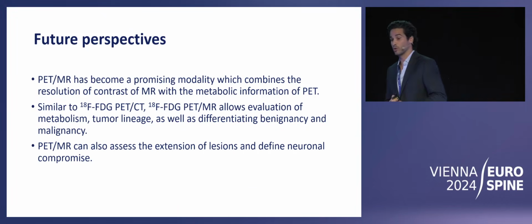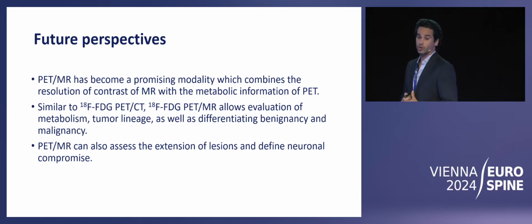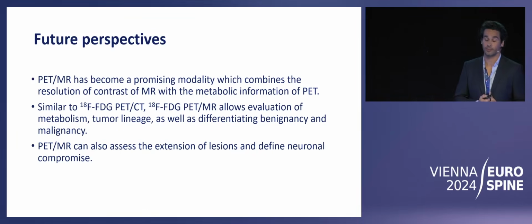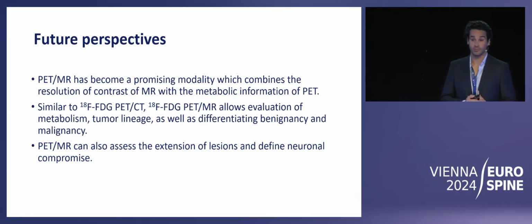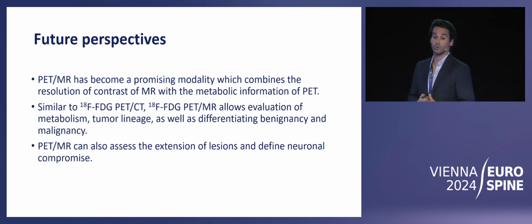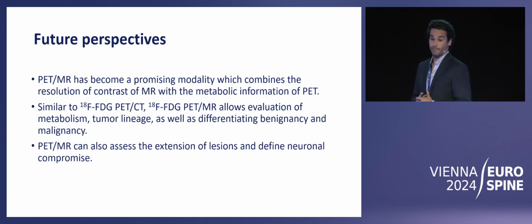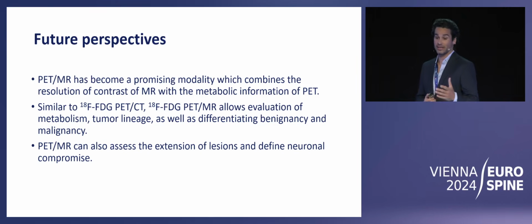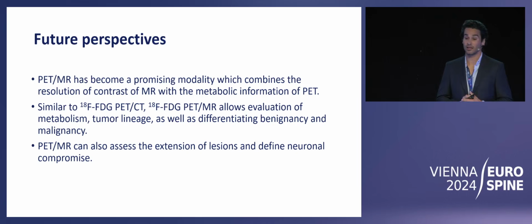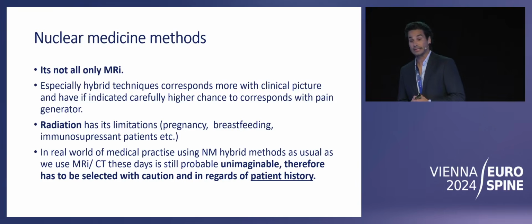So, future perspective, I go just to the very end because I have run out of time a little bit. Future perspective in terms of hybrid investigation in nuclear medicine imaging: PET MRI has become a promising modality which combines the resolution of contrast MRI with the metabolic information from PET. And also the other combination, the evaluation of metabolism and tumor lineage, as well as differentiating benignancy and malignancy, for example with PET-CT or PET MRI investigation. PET MRI can also assess the extension of a lesion and define neural compromise.